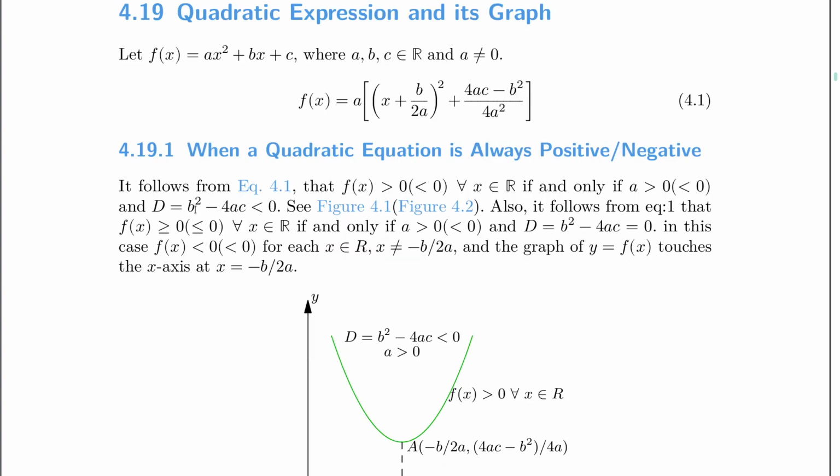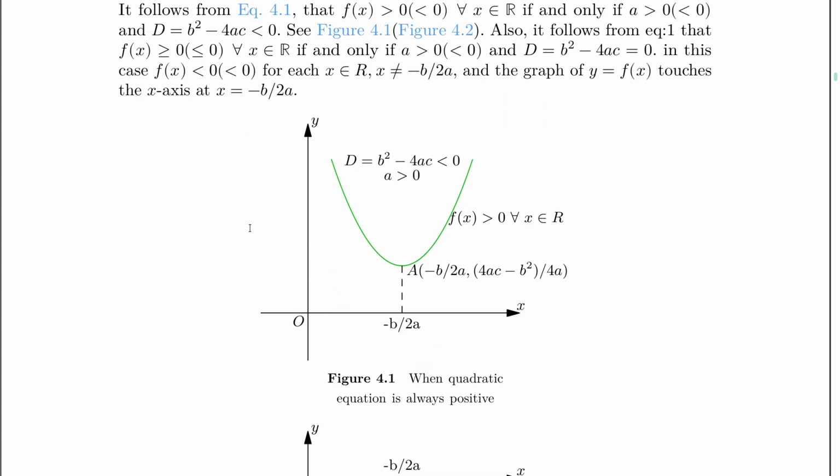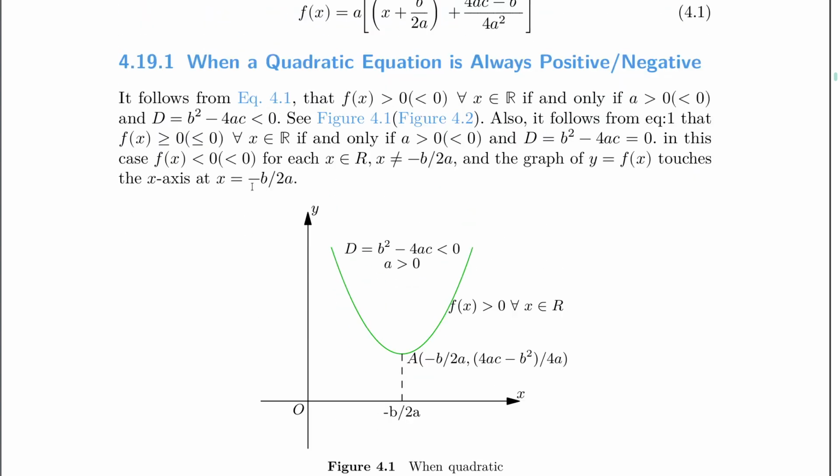And the second condition is that b square minus 4ac should be less than 0. The reason is, if this is greater than 0, then this term will be negative. But we don't want negative, because for small values of x, this term will dominate, and we want it to be always positive or always negative. Therefore, this should be always positive. That is, the discriminant should be negative. So, that's how we prove that, and the rest is just what I have written.